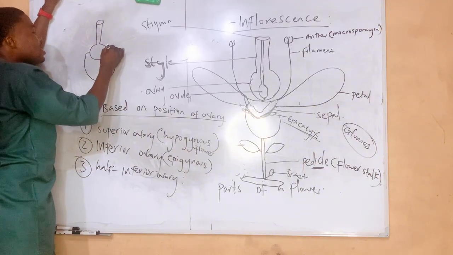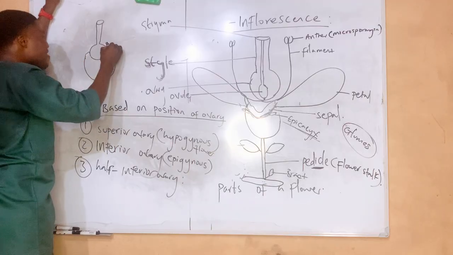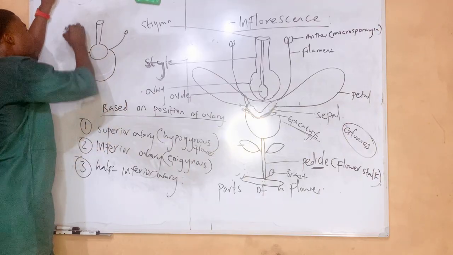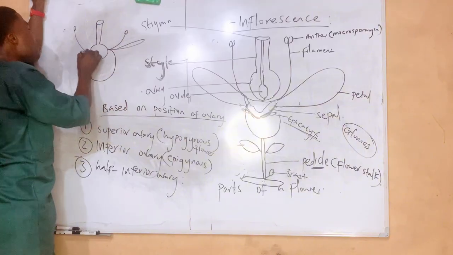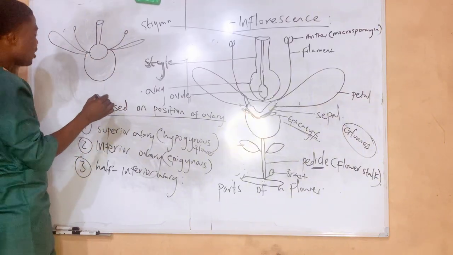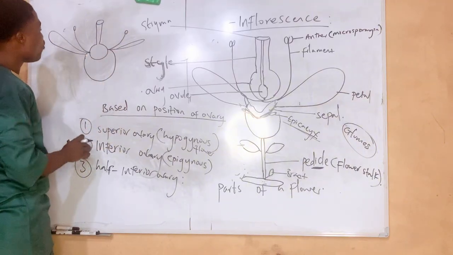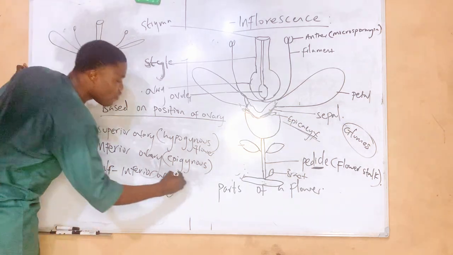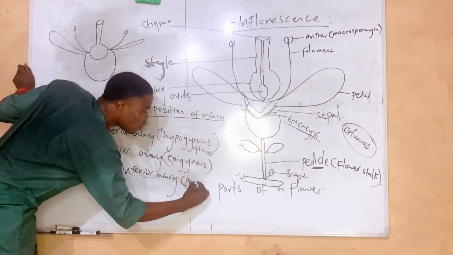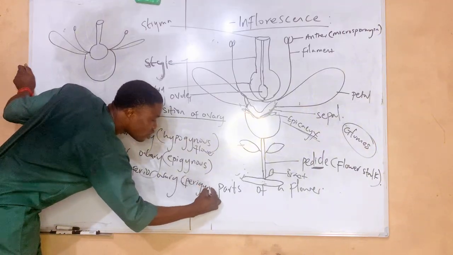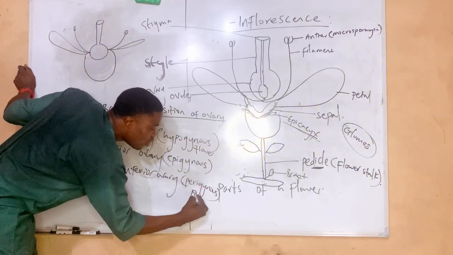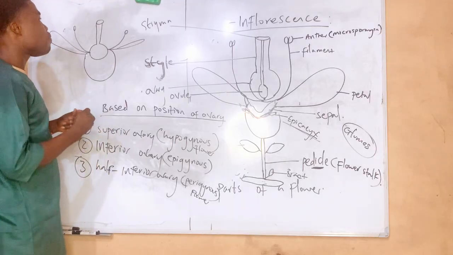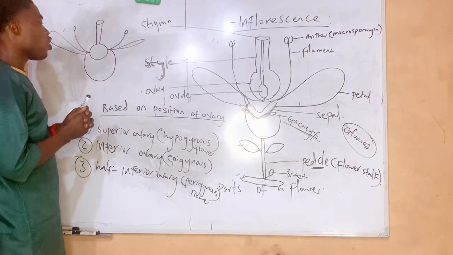Now, the other floral parts arise from the same level as the ovary. This type of ovary is said to be half inferior. And half inferior ovaries are found in flowers we call perigynous. Perigynous flowers. So that's another way to classify flowers based on the position of the ovary.